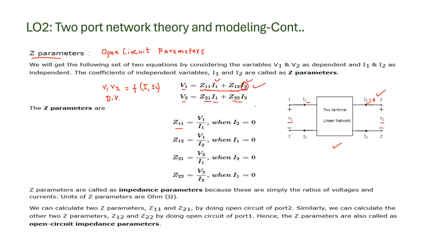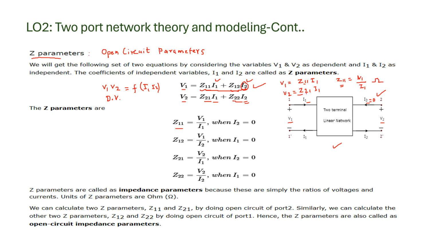And under that condition, what will your equation be modified to? It will be V1 equal to Z11 I1, and we will have the second equation, V2 equal to Z21 I1. I2 is made 0 by open circuiting the output ports. So that's why it is called open circuit parameters. Now how can we find Z11? Z11 is equal to V1 divided by I1. This Z11 is called the input impedance of the network, and the unit of this parameter is ohm.